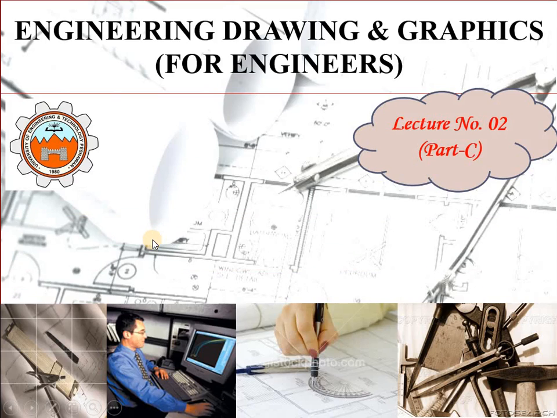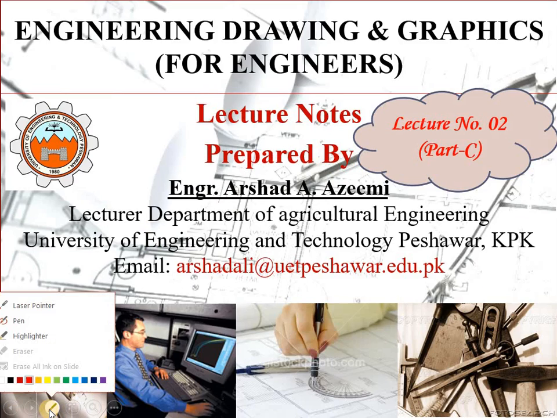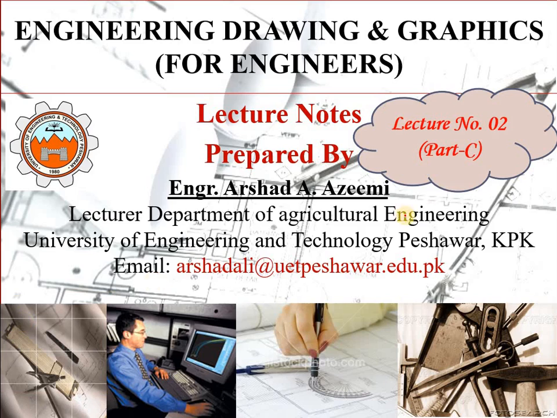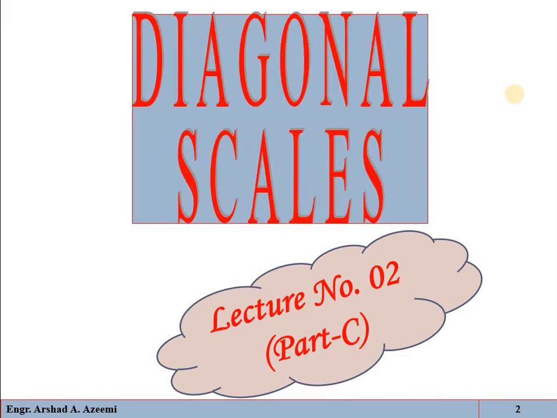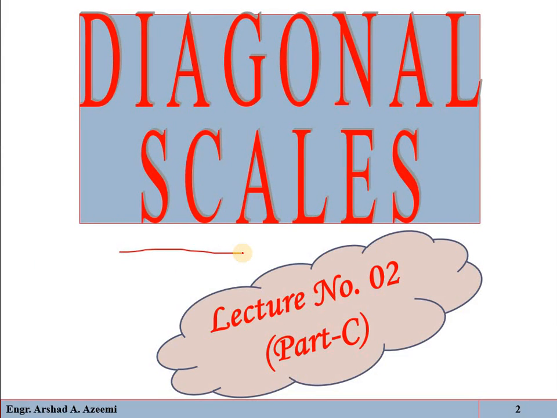Welcome to the third part of lecture number 2 of Engineering Drawing and Graphics for Engineers. In the first two parts, part A and part B, we generally introduced the scale and different types of scales. In the second part of lecture number 2, we discussed the plain scale, that is, how you construct a plain graphical scale in your drawing. Now, in this third part of lecture number 2, we will discuss the construction of the diagonal scale.